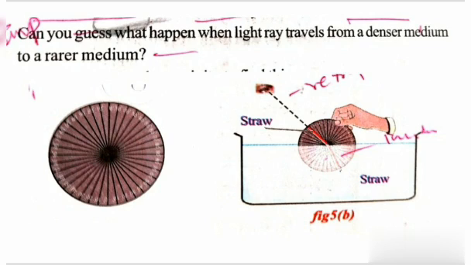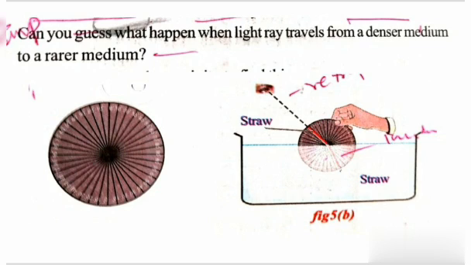Here we adjusted two straws. One straw is making an angle of 10 degrees. We immerse half of the metal disc vertically into the water, and while dipping, the straw at 10 degrees should be inside the water. Next, from the top of the vessel, try to view the straw which is inside the water as shown in figure 5b.